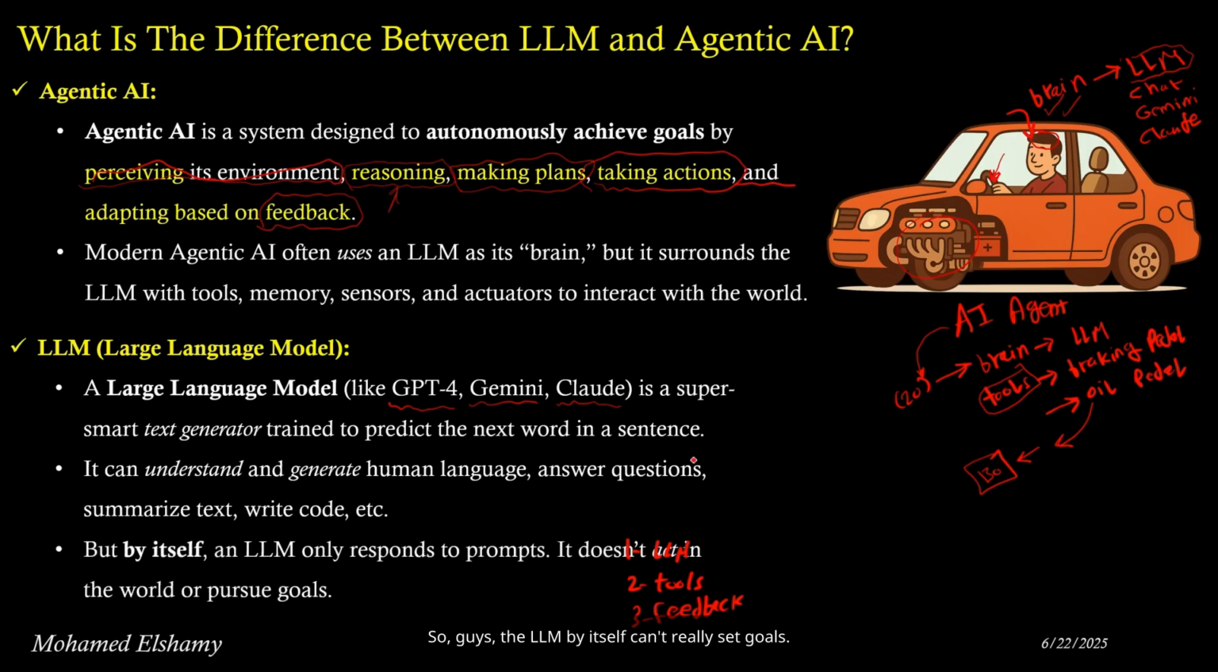Meaning it also needs to receive feedback on the actions it takes. So guys, the LLM by itself can't really set goals. For example, I can't just tell it at 3 o'clock, add a reminder to my calendar to notify me that I have a meeting. The LLM alone can't do that, but the AI agent can.